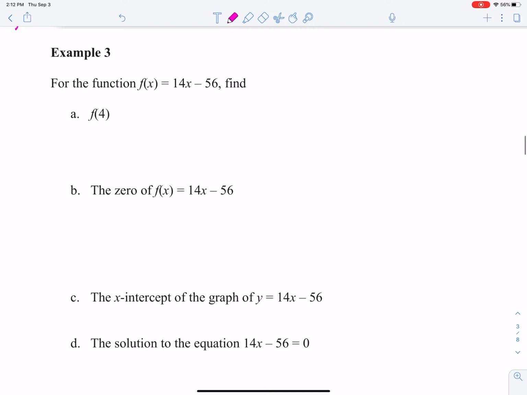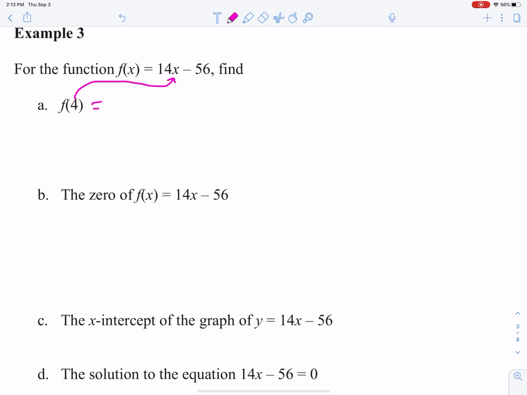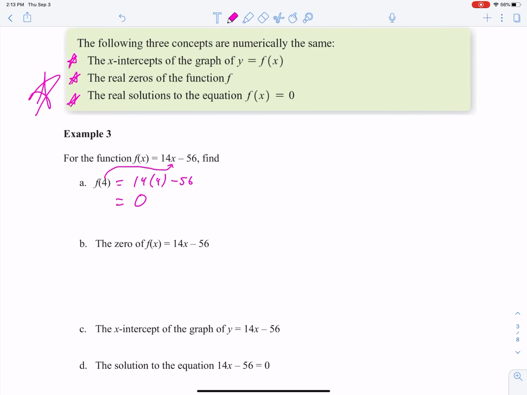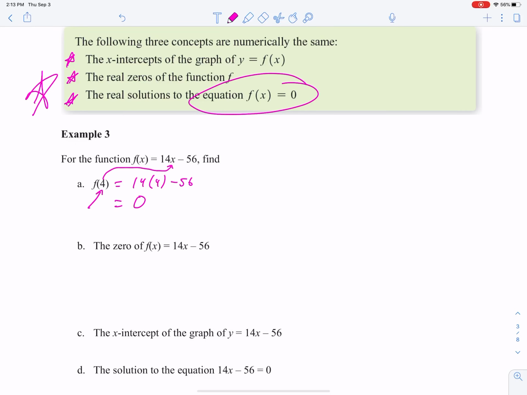Let's look at this example here. For the function f of x equals 14x minus 56, find f of 4. So again, knowing function terminology and notation is very important. When they say f of 4, what they mean is take a 4 and plug it in wherever you see an x in the original. So that's what we're going to do. 14 times 4 minus 56. If you punch that into a calculator, cool thing is you get a nice 0 there.